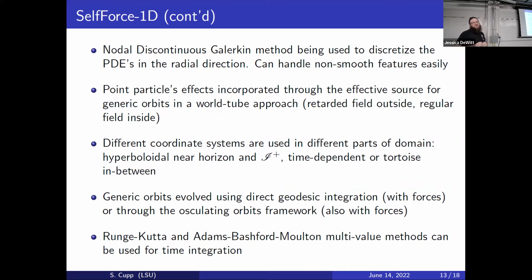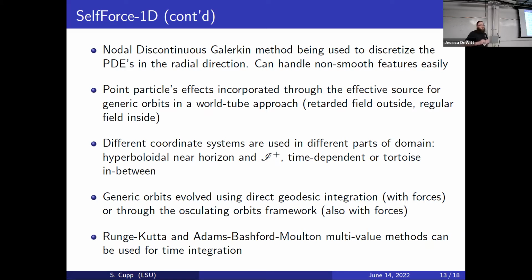The point particle effects are incorporated through the effective source for generic orbits in a worldtube approach. I'm going to talk a little more about where the retarded field versus regular field is used, and show the coordinates in a few slides. Of course, different coordinate systems are used for different parts of the domain. We have the hyperboloidal, near horizon, and scri plus, and then either time-dependent or tortoise coordinates in the middle around the particle. These generic orbits are evolved using direct geodesic integration with forces, or the osculating orbits framework.